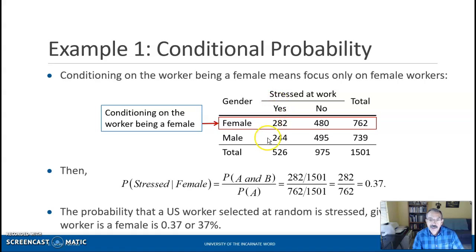Again, you may be asked questions where you condition on the worker being a male, or you condition on the worker being stressed, or you condition on the worker not being stressed. So there are multiple conditional probabilities that you could be asked to calculate, depending on what you're conditioning on. All right, I hope this is clear in your mind, because this is a likely problem that you are going to find in your homework and in the exam as well.